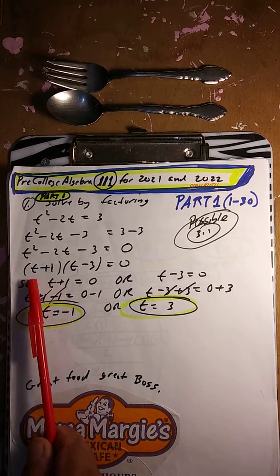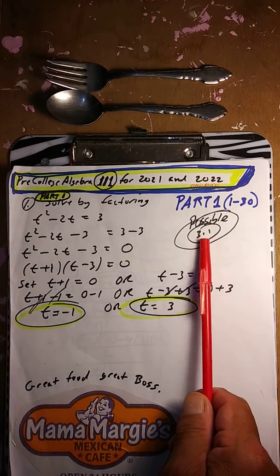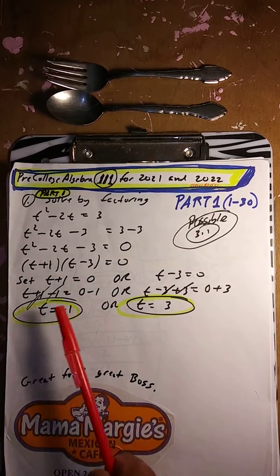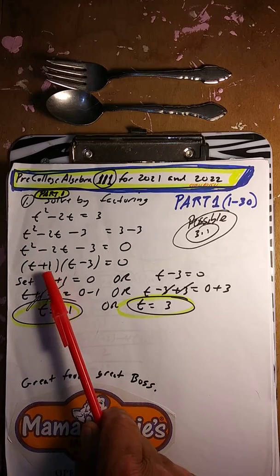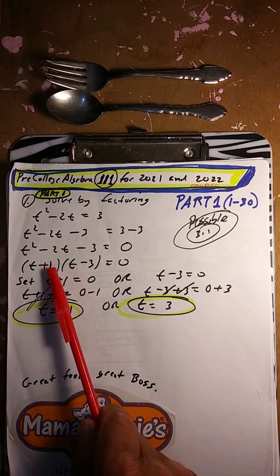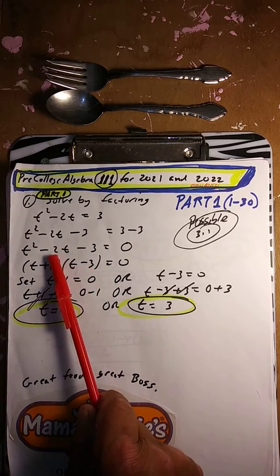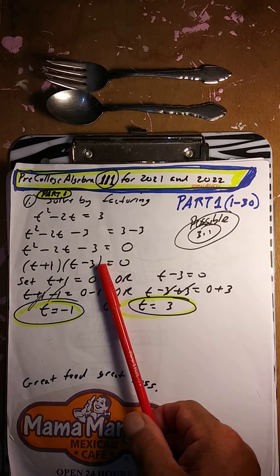Now, I'm going to factor this out, t plus 1, t minus 3, because possible numbers are 3 times 1, the last number. And t times t is t squared. 1 times negative 3 is negative 3. And 1 minus 3 is going to give you that negative 2. So it's correct. That's the right answer so far.